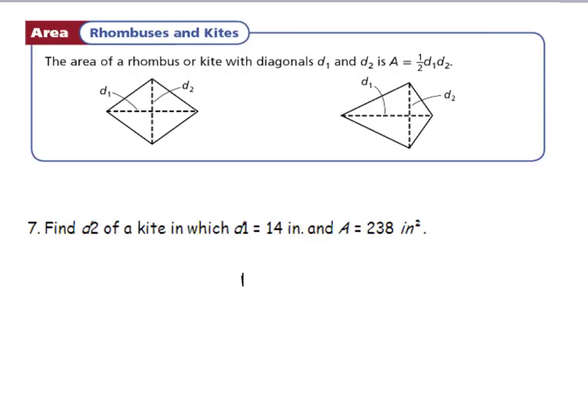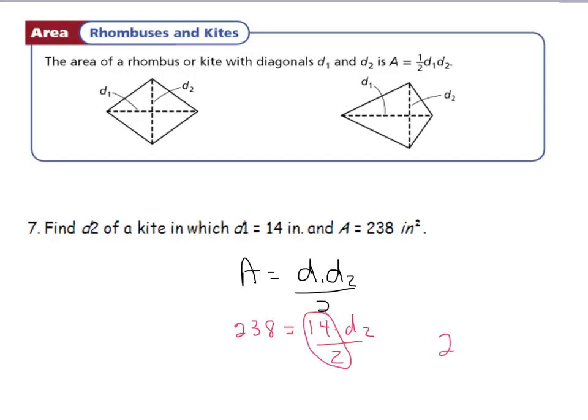So again, area is diagonal 1 times diagonal 2 over 2. Plug in what you know. 238 equals 14 times diagonal 2 over 2. Okay, I notice I could take half here. So this is 238 equals 7 times D2. Your second diagonal, D2, should equal 34 inches.